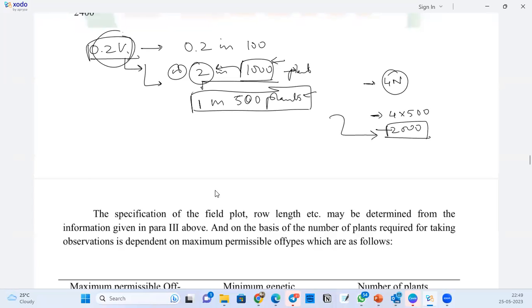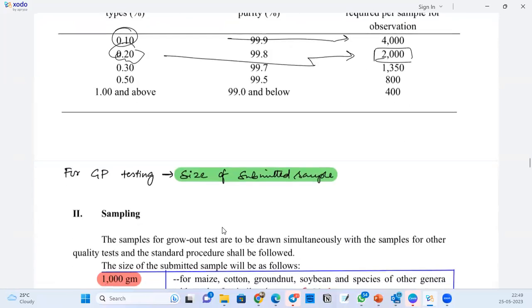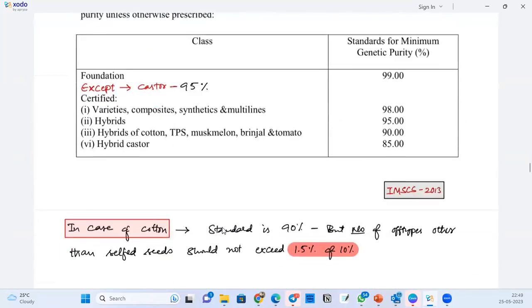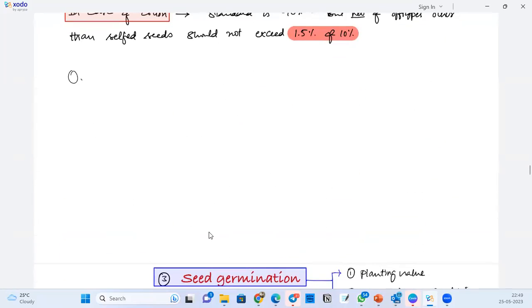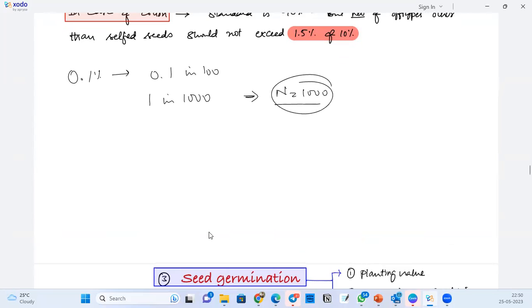We can also take other examples, not only 0.2%. Let us take 0.1% now. If it is 0.1%, then 0.1% is nothing but 0.1 in 100, right? So 0.1 in 100 is nothing but 1 in 1000. So now what is the value of n? n is equal to 1000. So what is the value of 4n now? It is 4000. So if the permissible limit is 0.1%, then we have to observe 4000 plants.